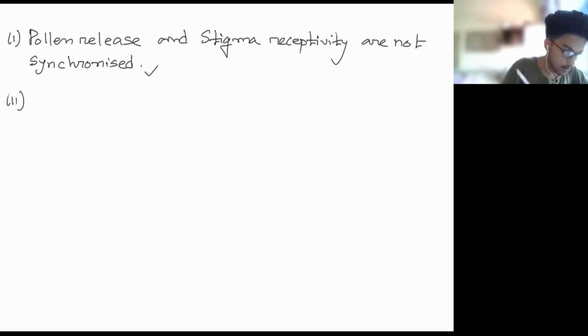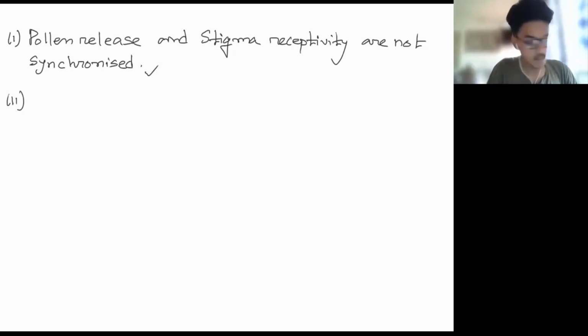Okay. So the first point was, in some species, the pollen release and stigma receptivity are not synchronized. Either the pollen is released before the stigma becomes receptive, that is the protandrous condition, or the stigma becomes receptive much before the release of the pollen. This is the protogynous condition. We have discussed that along with the examples. Keep the examples in mind, they are important. In some other species, the anther and stigma are placed at different positions so that the pollen cannot come in contact with the stigma of the same flower. We have also discussed that.